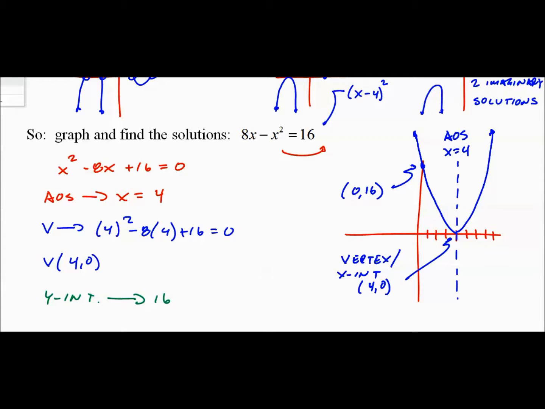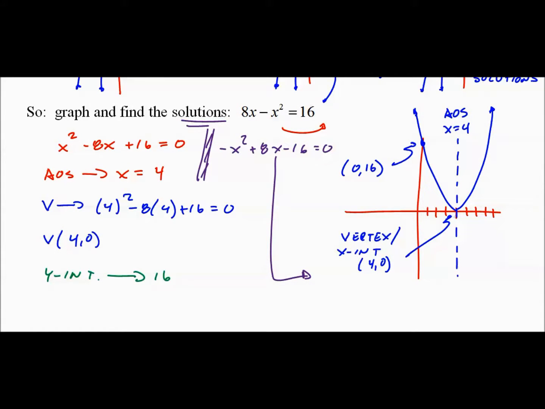Well, notice that I moved everything to the right. What if I had moved everything to the left? We would have got negative x squared plus 8x minus 16 equals 0. Doesn't matter. People get all upset: well, then the graph is totally different, what do I do, I don't understand. That's not what we're doing here. We're finding the solutions. We found it, the x-intercept. There it is. No matter how we solve it, we should get the same solution. So if we graph this, it will just be upside down.